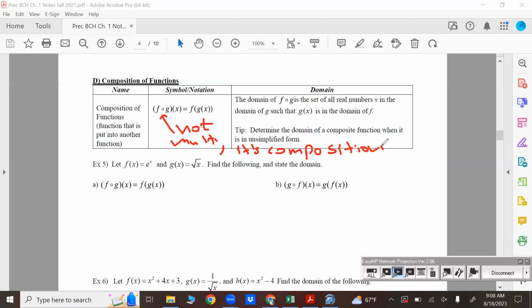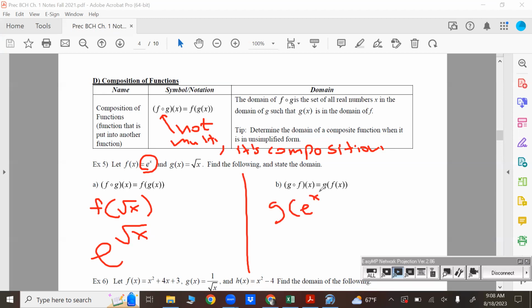So let's do it first, and then we'll do the domain. G is going inside of F, so you can think of it like this: F of root x. That helps. And what is F in general? It's e to the root x, exactly. Before I do the domain, let's do G of F. In this case, you're doing G of e to the x. And what is G in general? A root function, right? So it's root e to the x.